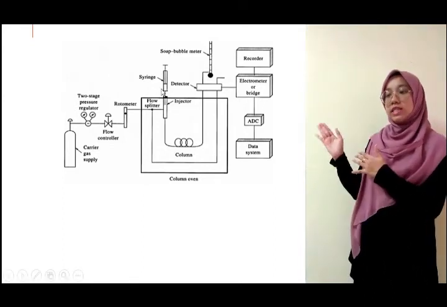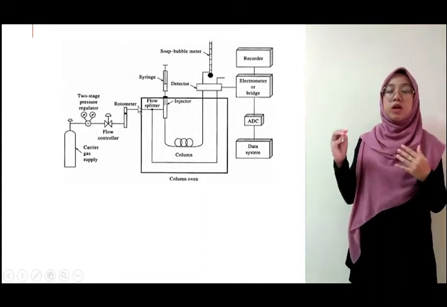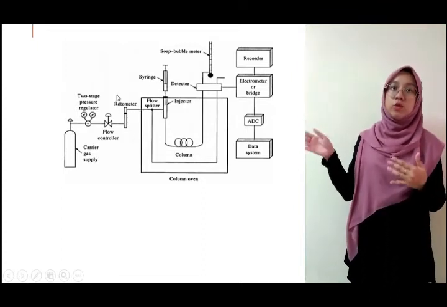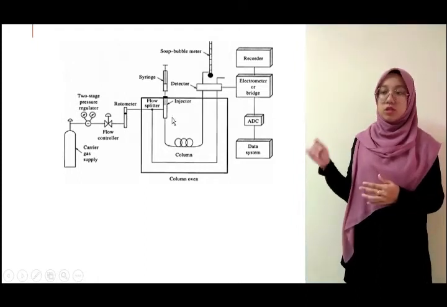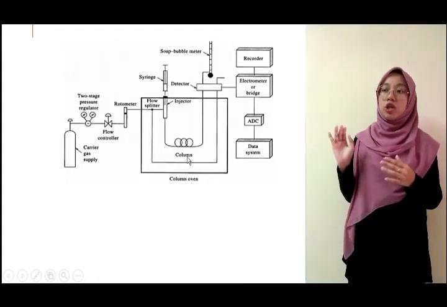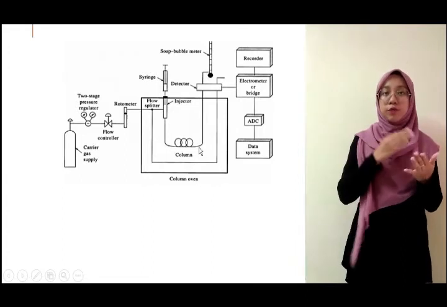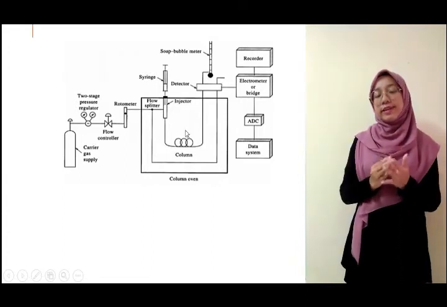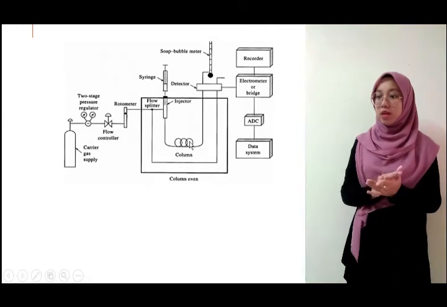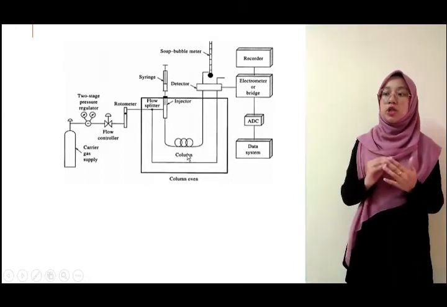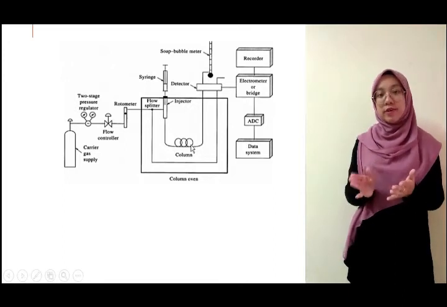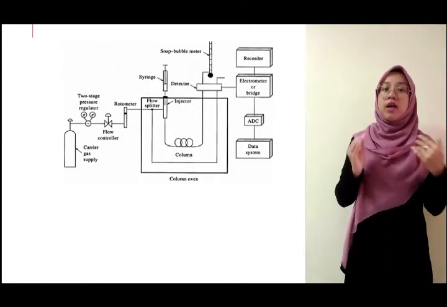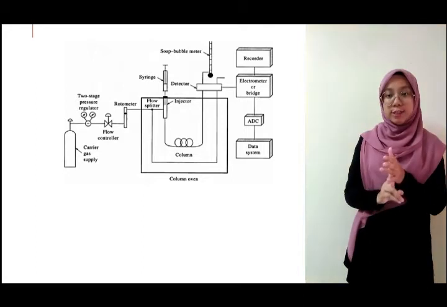So after that, once the sample is volatilized, it passes down to the column. The separation occurs in the column. During analysis, the temperature of the column is kept between 150 degrees Celsius to 300 degrees Celsius. The separation occurs based on the interaction of molecules between the mobile phase and the stationary phase. Just like I have mentioned before, either it is more soluble or less soluble.